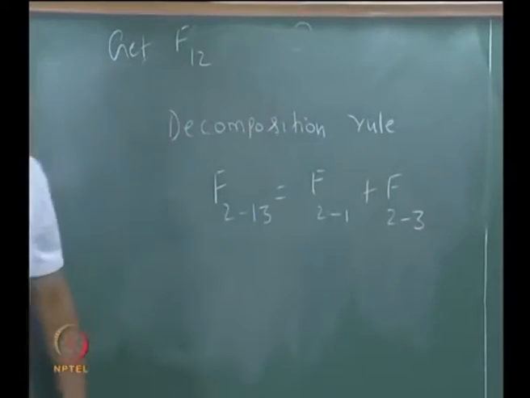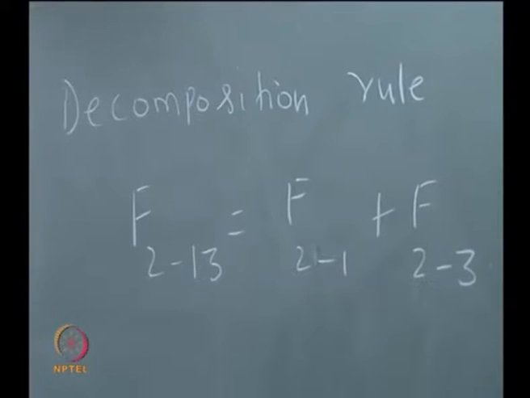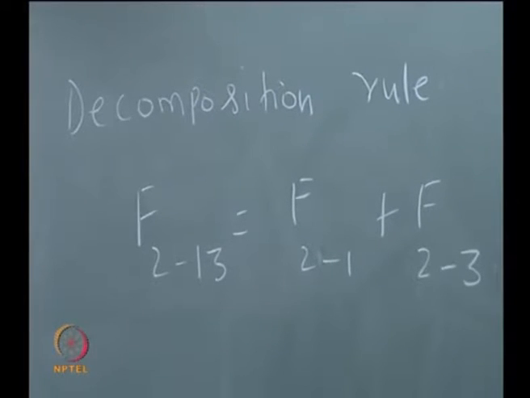This is the decomposition rule. F2 to 13, where 13 is a composite which consists of 1 plus 3 together. F of 2 to 13 equals F of 2 to 1 plus F of 2 to 3. Okay, now let us work on this.